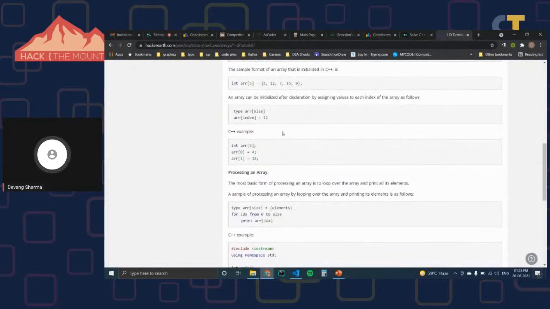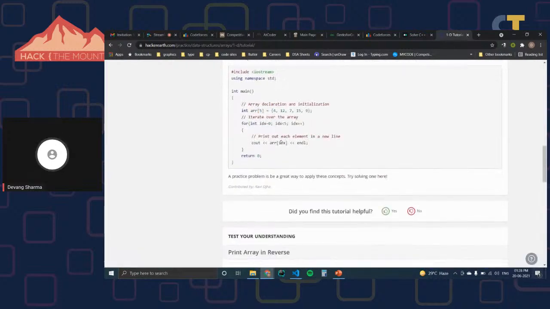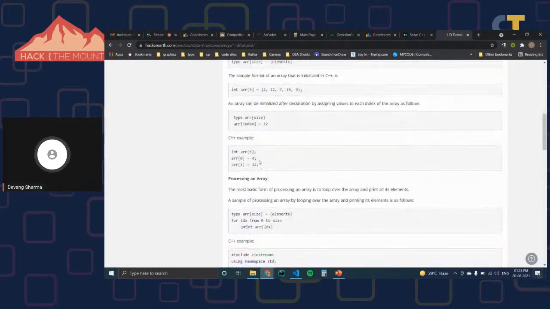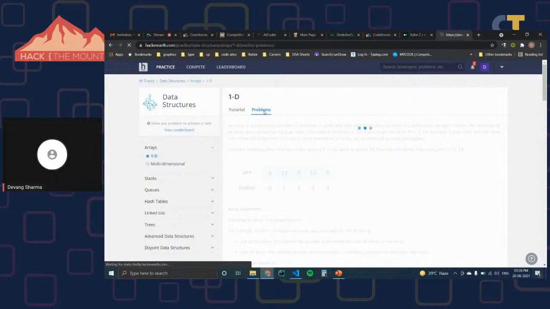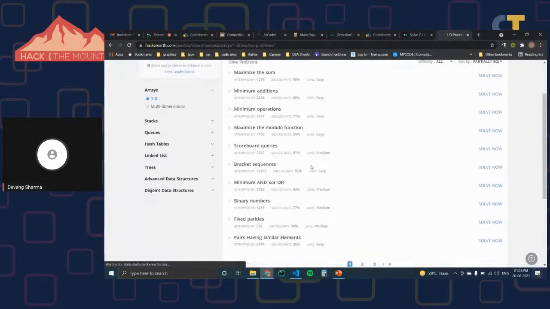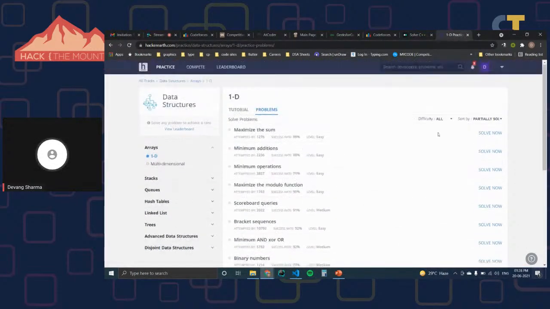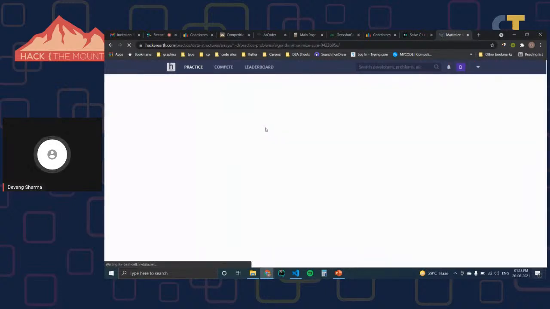They will give you all of the theory desired to solve these questions, and on the basis of this theory you can solve questions that are mentioned here in the problem section. There are a lot of problems. You can check any of them and give a solution to that. If you know, okay, I can do this, you have to click solve now.